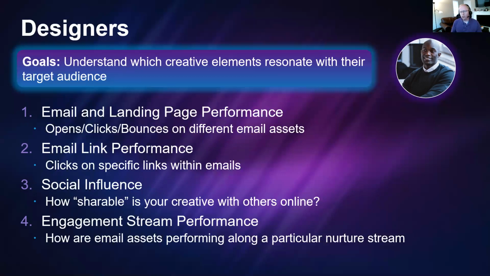Social influence. Now these only really work if you put social sharing buttons inside of your creative inside of Marketo. I think there's a Marketo Foo article on that, and anything you can find in docs.marketo.com around that. But look at social share buttons if you want to make use of that. It gives you a sense of who's spreading the most word of mouth, which is a pretty good indicator of interest. And engagement streams performance is very much like email performance reports, but it's focused on the actual performance within one specific stream inside of an engagement program.